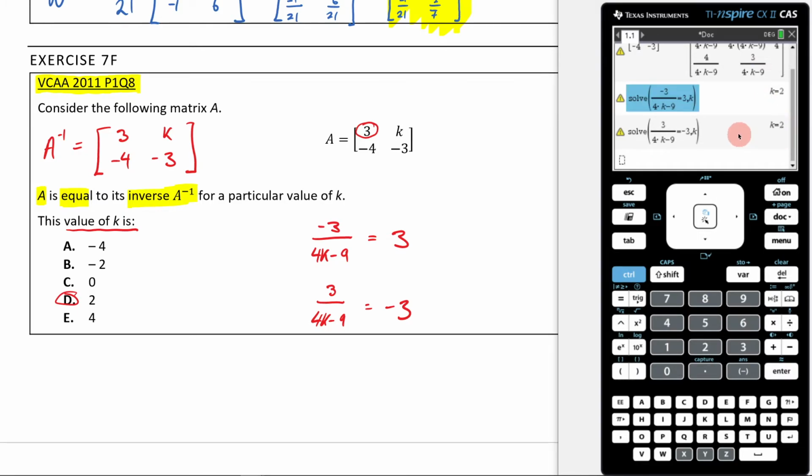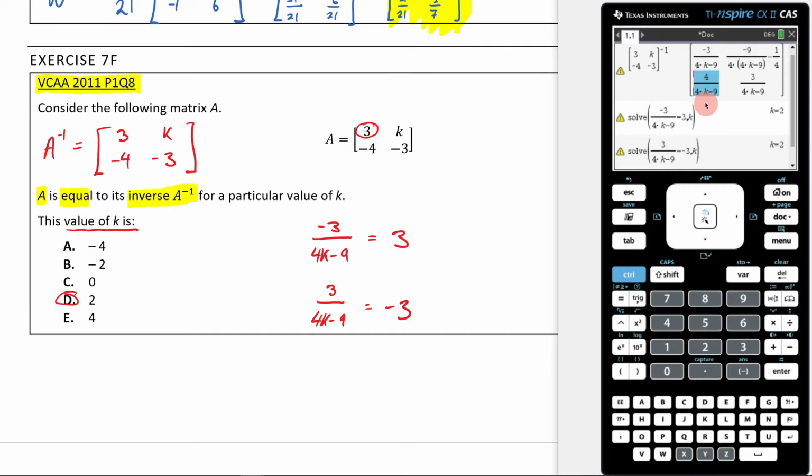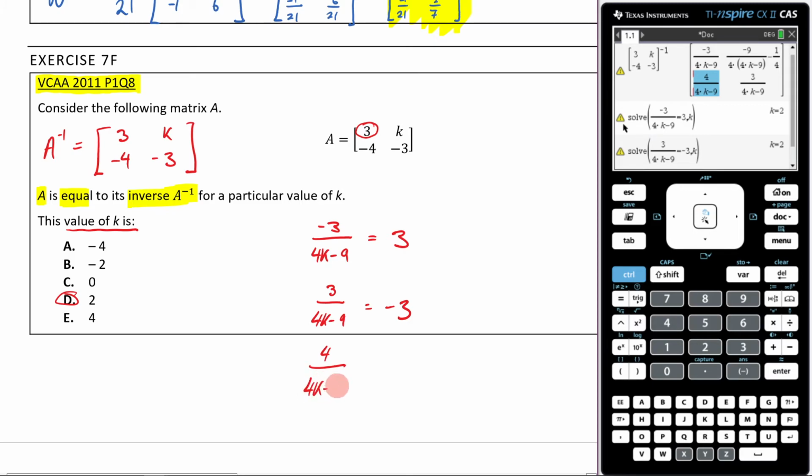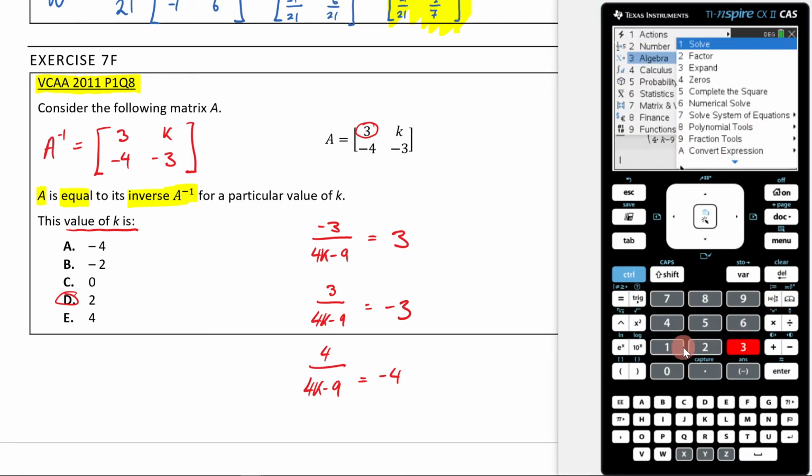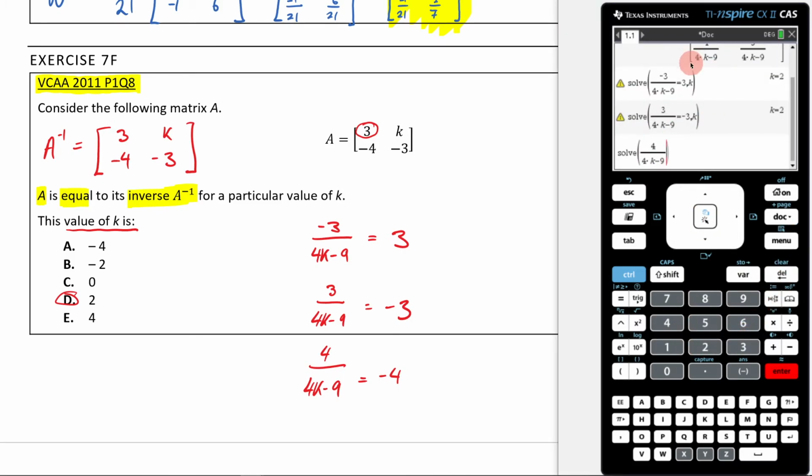And I could have done that also for this one right here. I could have set that equal to -4 and solved it for k. So let me show you that again. This is probably overkill, but why not? 4k minus 9 is equal to -4. So if I do that and go menu 3, 1, I set it equal to -4, I solve it for k, I'm going to end up with k is equal to 2. That's what you're doing here.